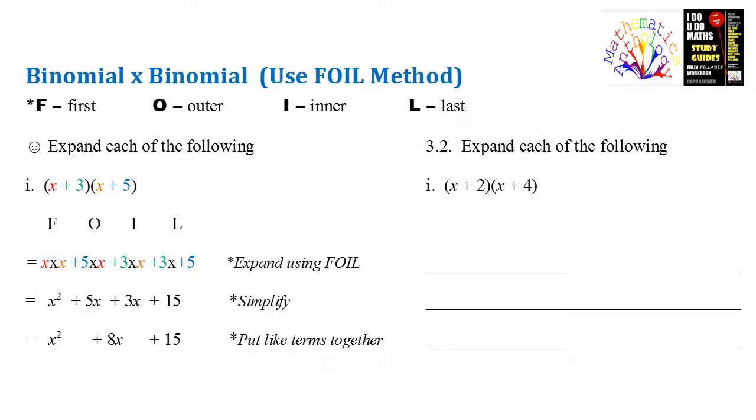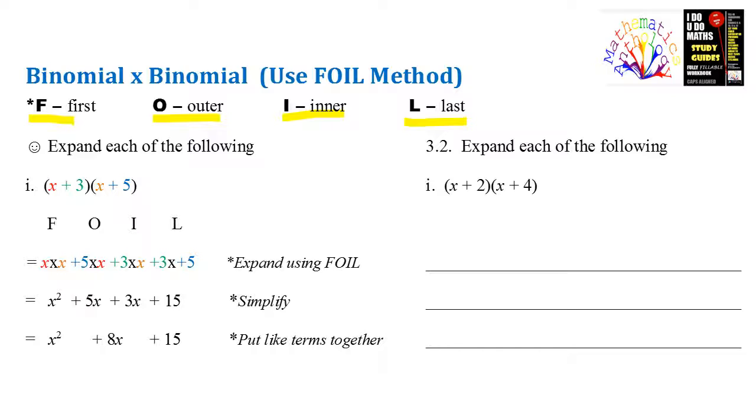Let's look at now binomial times binomial. When you have a binomial, which is 2 terms, and you're multiplying it by another 2 terms, you need to use the FOIL method to calculate. So the FOIL method, FOIL stands for first, outer, inner, and last. So let's use this for the first example.